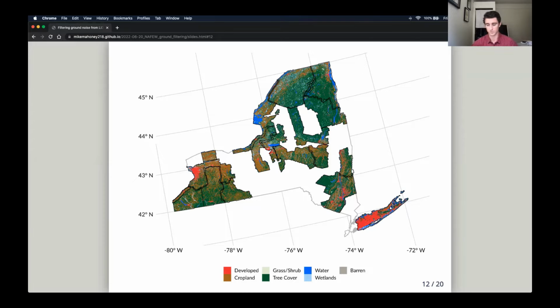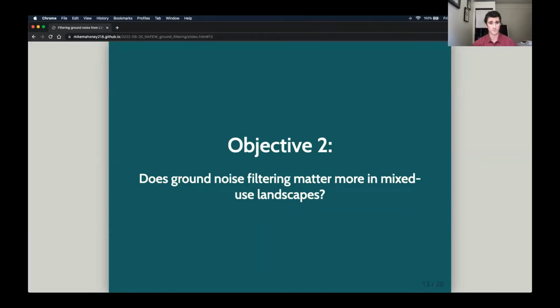And that brings us to the second objective, which is to identify if impacts of filtering were associated with any landscape metrics defined by LCMAP land cover classes. So if ground noise is helping us identify more open stands and empty spaces, we wondered if ground noise filtering would have a bigger impact in patchier and less forested landscapes.